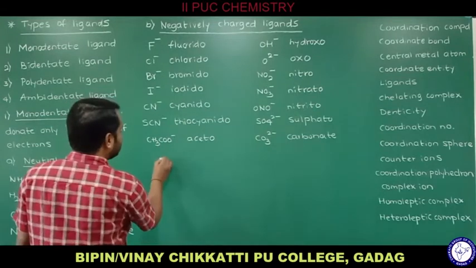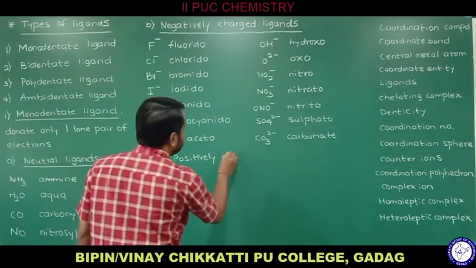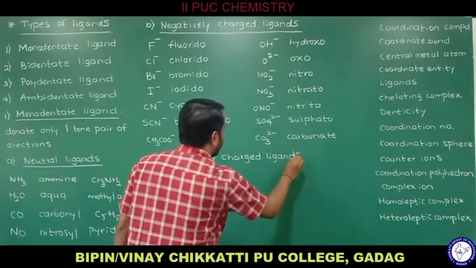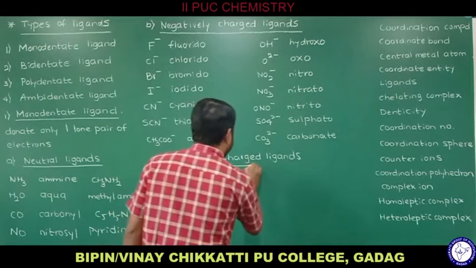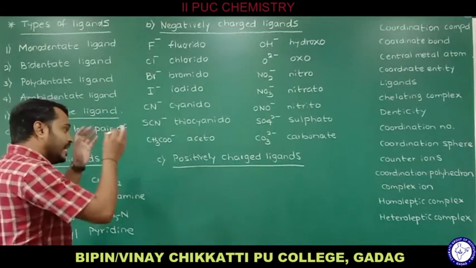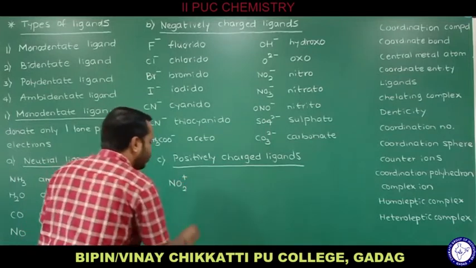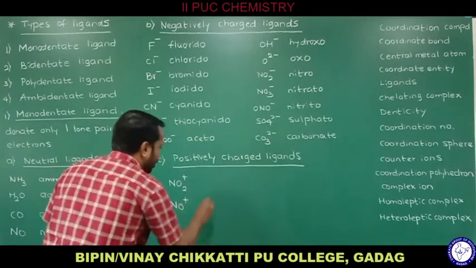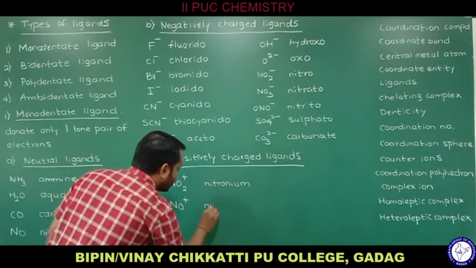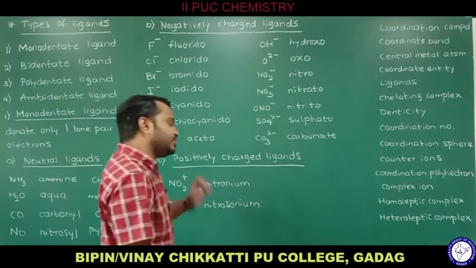So the third class, C, and what is that C? Positively charged ligands. As the name indicates, we have ligands which are going to donate one lone pair of electrons to one more atom so that it has a positive charge. Let me write examples for that. NO2 plus, and one more I am going to consider, NO plus. NO2 plus nitronium and NO plus nitrosonium. So these are the examples for positively charged ligands.